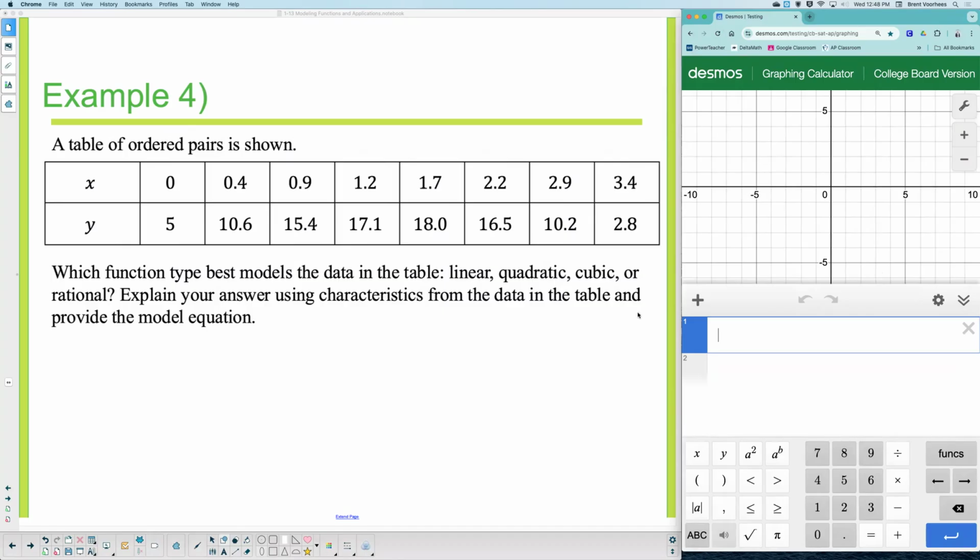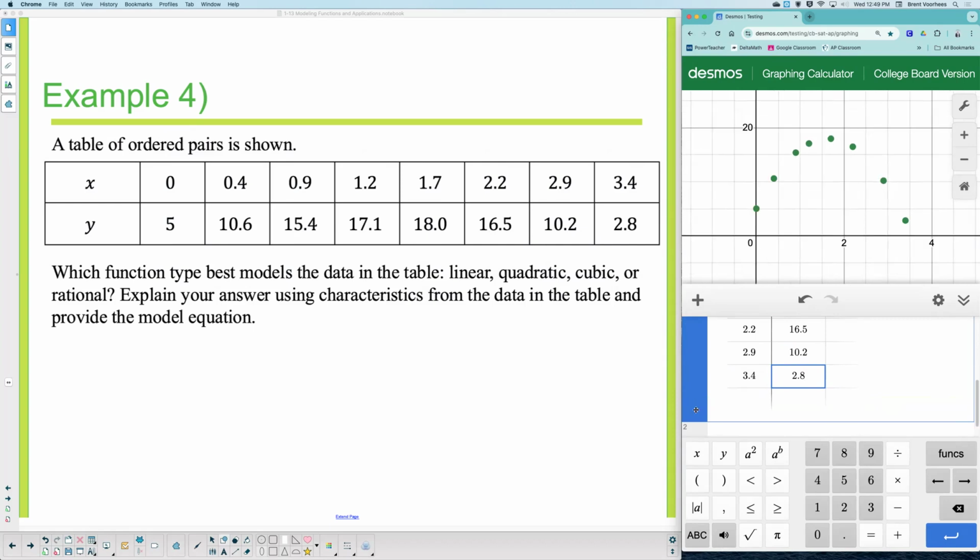All right, let's type these in. How do I get going, or how do I start? Plus table, or you can type in table. Okay, after you get those in, do the zoom fit button.